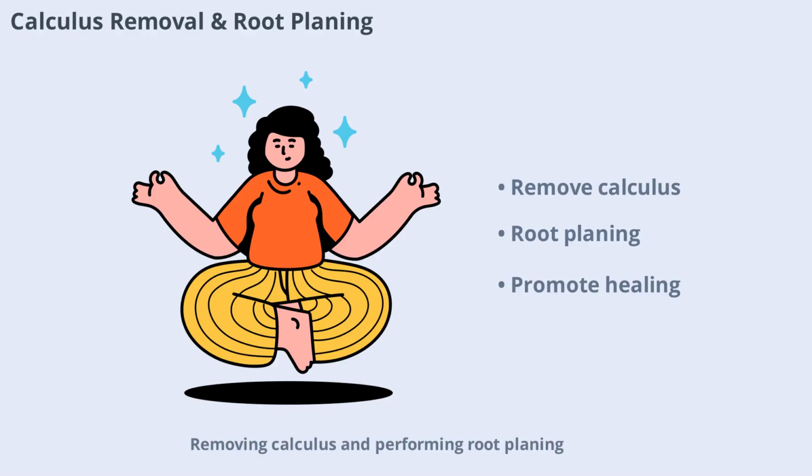Removing calculus and performing root planing are critical steps in Phase 1 therapy. These procedures eliminate irritants from the tooth surfaces and roots, promoting healing and reducing pocket depth. By thoroughly cleaning the teeth and smoothing the roots, clinicians create an environment that discourages bacterial growth and supports tissue regeneration. This meticulous approach is key to achieving lasting periodontal health.